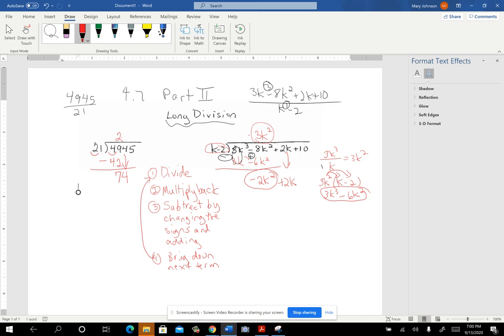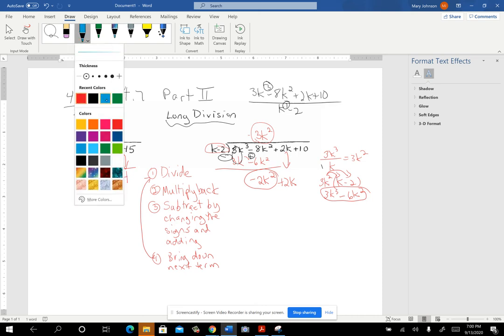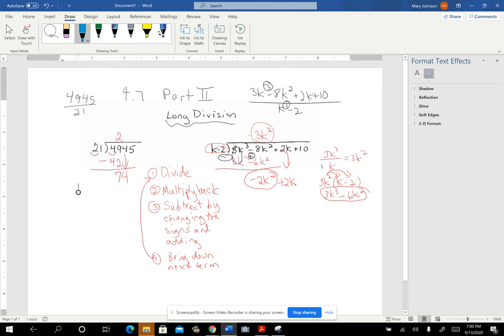All right, so let me do the next round in a different color. Let's do this one in blue. Now what I focus on is the 2 going into the 7, and it goes in about 3 times, so I'm going to estimate that 3 would work. It's not always correct, if you remember way back when. That's your guess, and then you try it, and sometimes it's too big or too small, and you have to adjust. Okay, so when I get the 3, I'm going to multiply back, and I'll get 63.